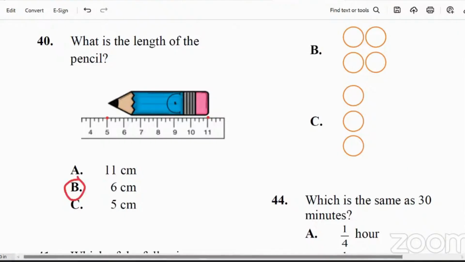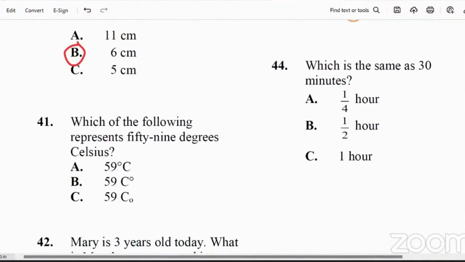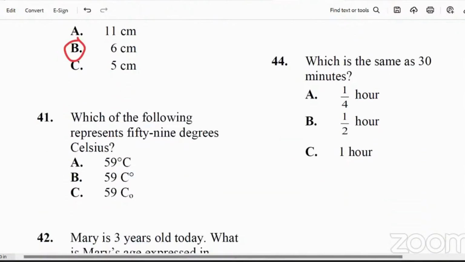All right, question 41. Which of the following represents 59 degrees Celsius? All right, so 59 degrees Celsius would be A. That's the representation. That's how you write 59 degrees Celsius.